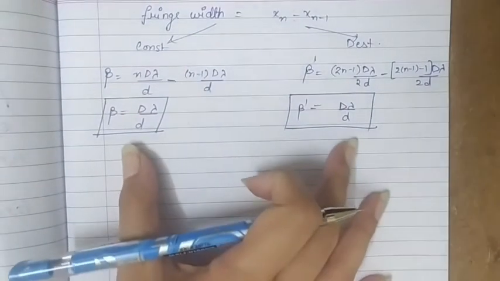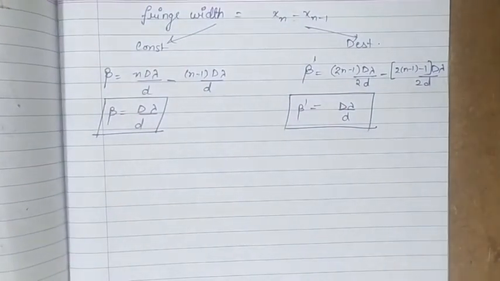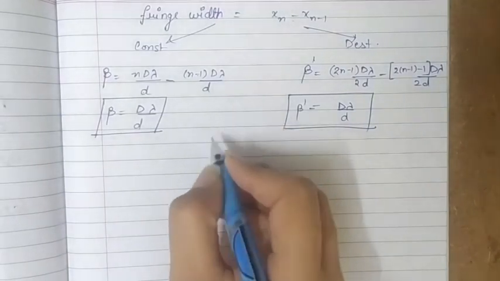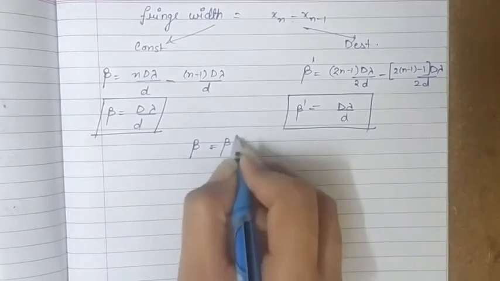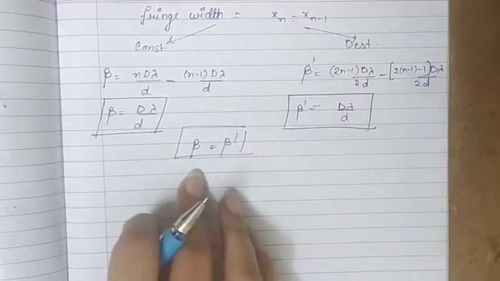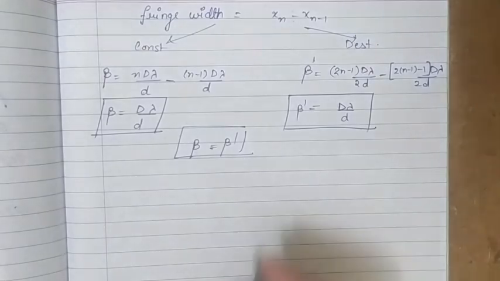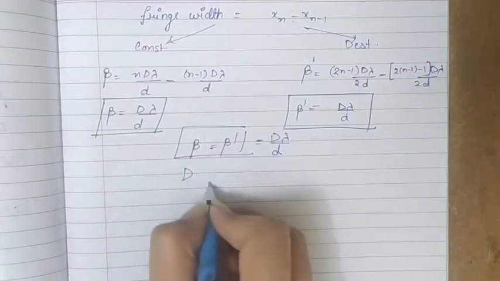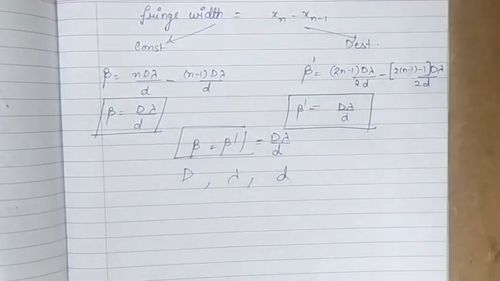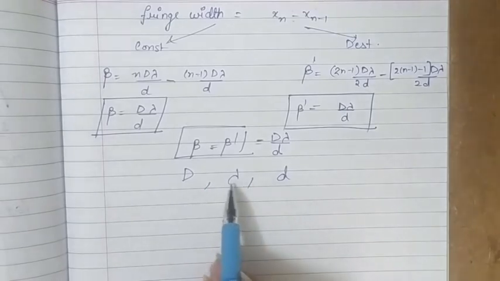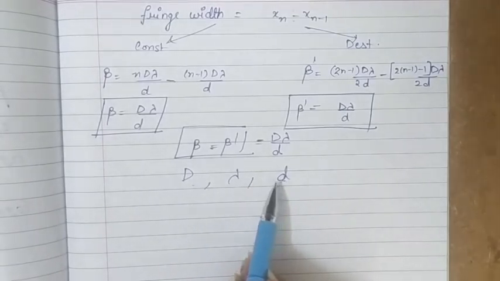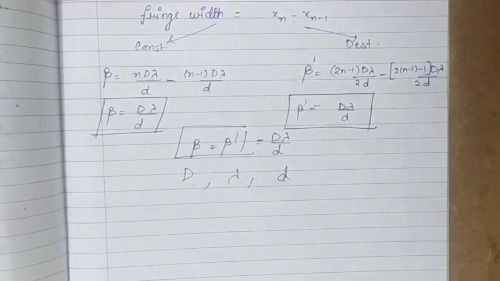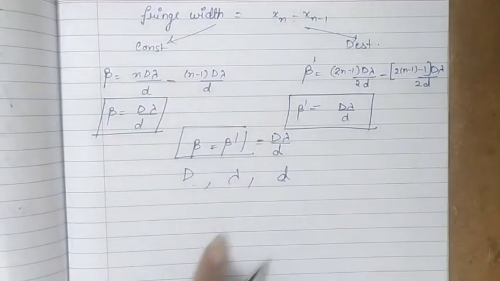Now we can observe that both the values are the same, that means whether the fringe is bright or dark, in both cases the fringe width is the same. That means the fringe width for constructive as well as for destructive interference is the same and is equal to D lambda over d. Now it depends on D, lambda and small d. That means if we change any of the components in the setup, the width of the fringes that we are getting will vary.